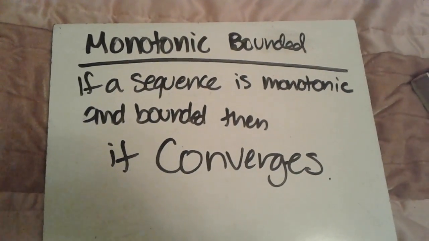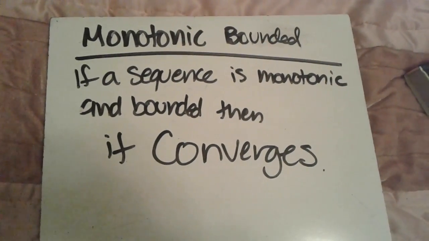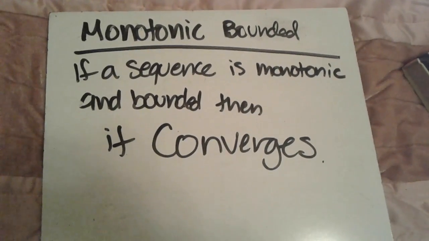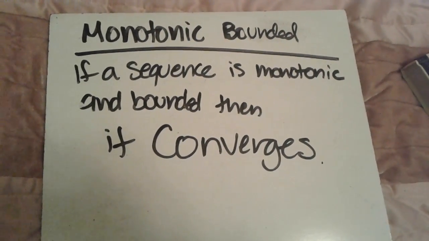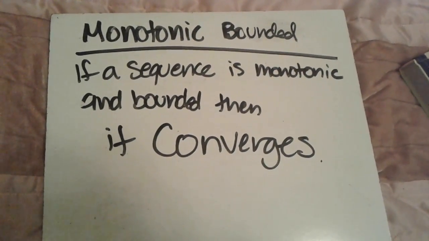If the sequence is monotonic and bounded, it would mean that it converges altogether. So it must be monotonic, which means always increasing or always decreasing, and it must be bounded for it to converge.